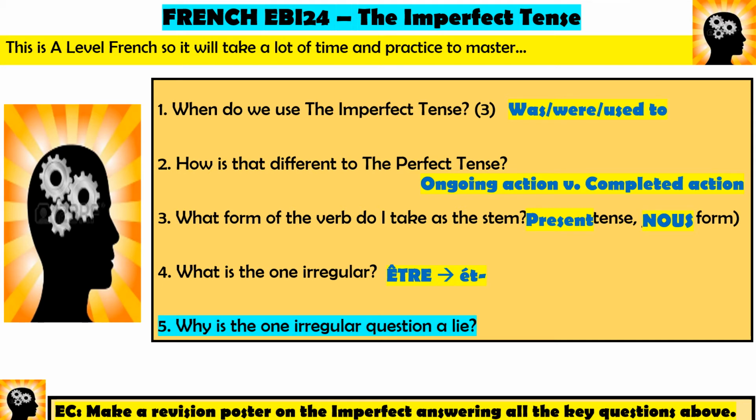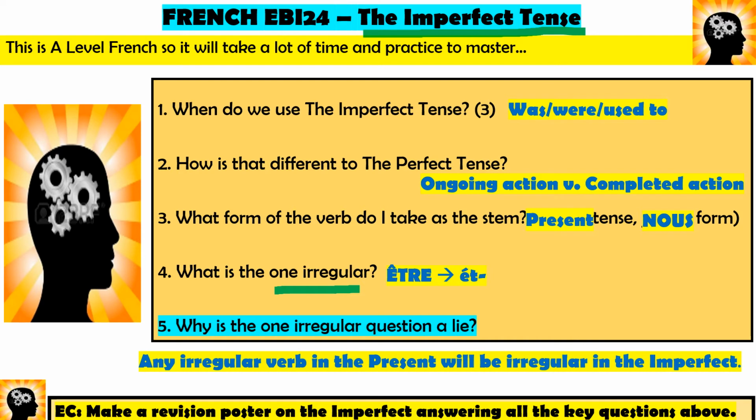Now, there's one problem with the imperfect, and this is what really tricks everyone, like sixth formers, even kids at university doing this. There's one irregular, être, is a lie. Why? Because any irregular verb in the present tense is going to be irregular in the imperfect tense. Let me show you what I mean.